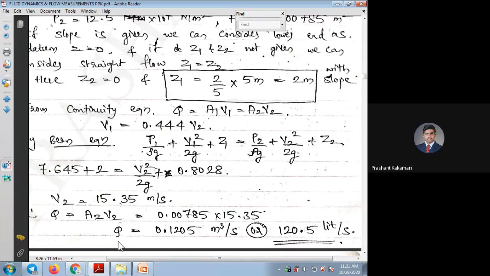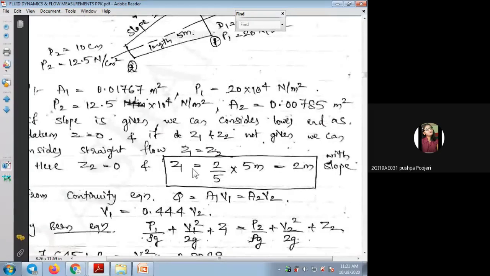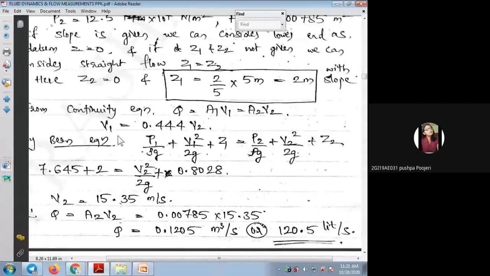Excuse me, sir. Yes. Sir, can you find the discharge by A1 and V1? A1 and V1, yes. A1 is given, A2 is also given. You can go by A1 V1 also. Where is V1? Here you can find V1: 0.444 into 15.35. You find V1.